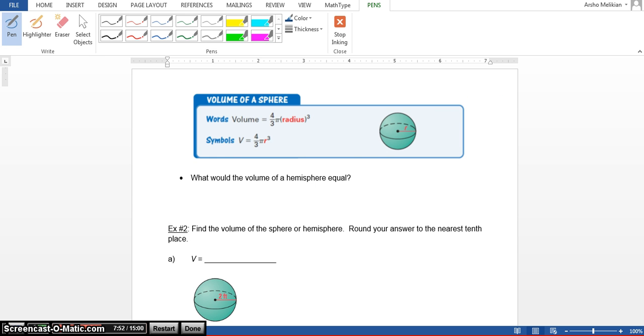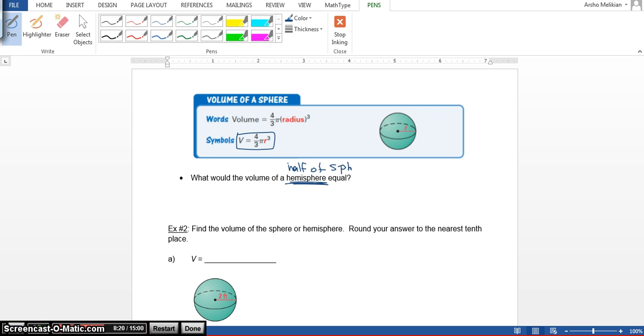To find the volume of a sphere, the formula is 4 over 3 pi r cubed. Okay, so that's the entire volume of the entire sphere. It's 4 over 3 pi r cubed. Now, if I wanted to find the volume of just a hemisphere, how much of the entire sphere is a hemisphere? It's exactly half of a sphere, right? This is half of a sphere.